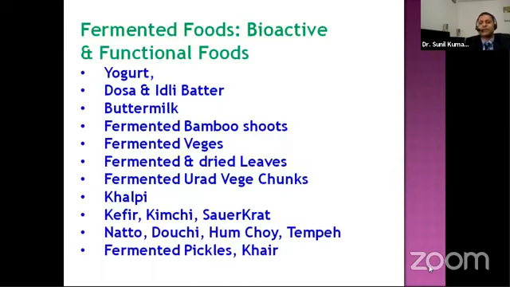In India, we use very few fermented foods, so we need to focus. I'm going to focus on this chapter a little bit more. These are also called bioactive and functional foods. So yogurt is a fermented food. Dosa and idli batter is a fermented food. All the prebiotic, probiotic, all the bacteria that are very much essential and helpful for us are called fermented foods.